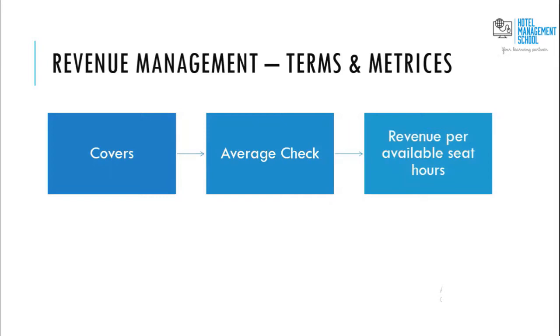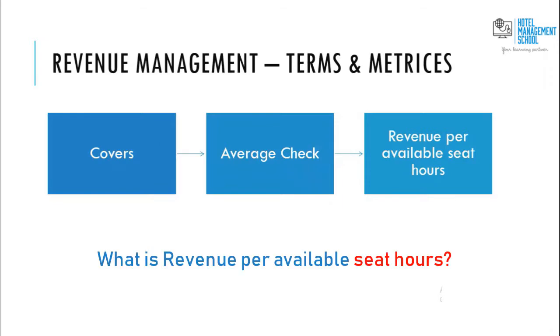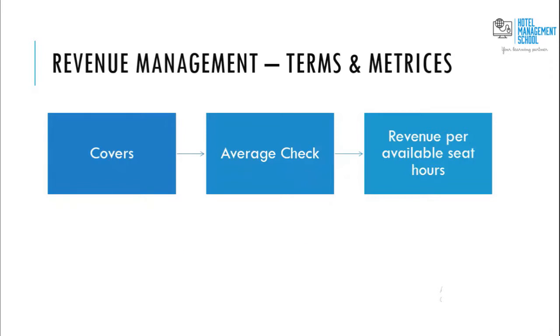Then there is revenue per available seat hour. Does everybody understand what revenue per available seat hour is? This term means that if your restaurant has 100 seats and is running for 12 hours, then every day you can sell at least 1,200 seat hours. It means you are allowing one person to eat for 1 hour.